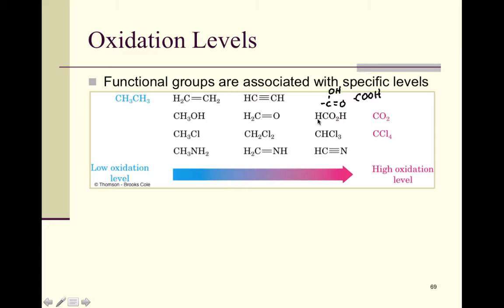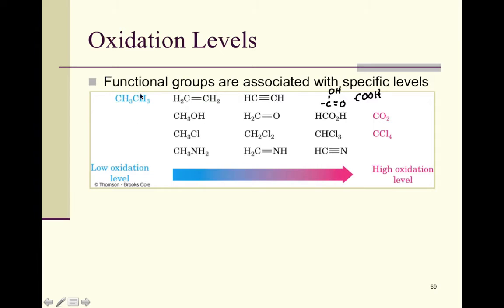Your textbook likes to draw carboxylic acid as CO2 with a subscript H. A lot of times you'll see it written as COOH, and then to expand it all the way, it would be C double bonded to an oxygen and then an OH. So I just wanted you to know what that structure looks like.